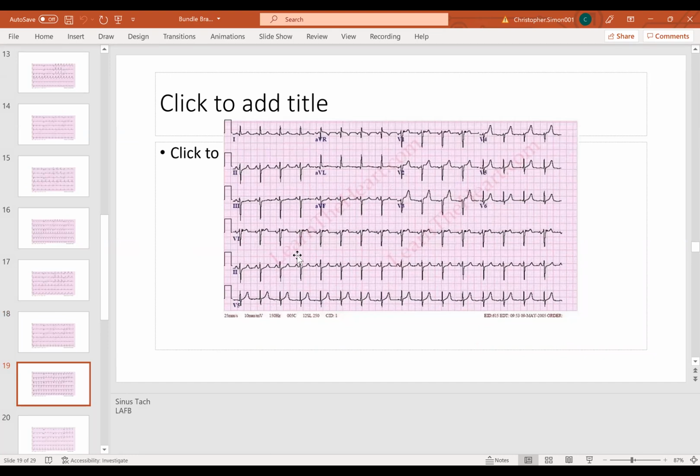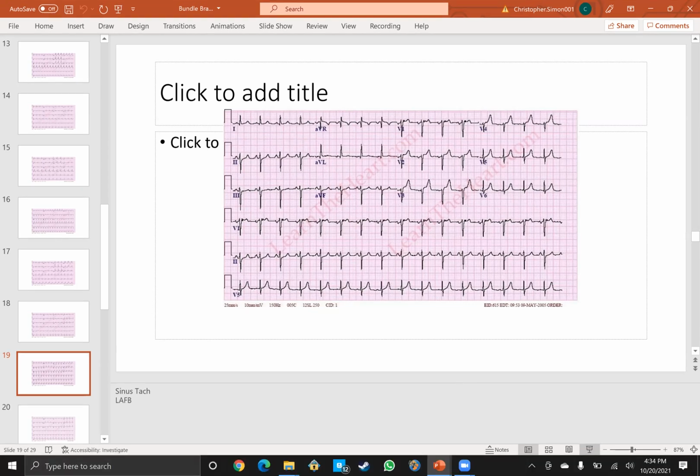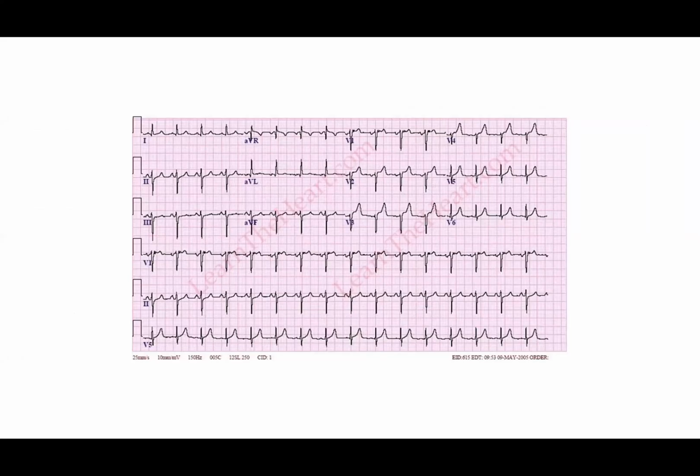So what do we got going on here? I was going to just tell you what the rhythm is so we can speed things along a little bit, but actually, you know what? Let's not do that. Let's do it the proper way. So what do I got? I got P waves, right? Cool.